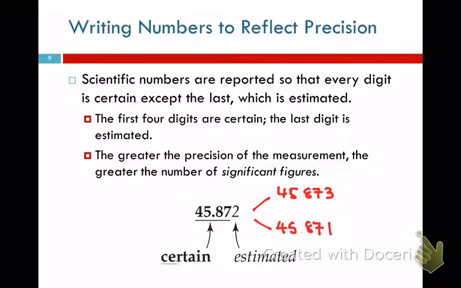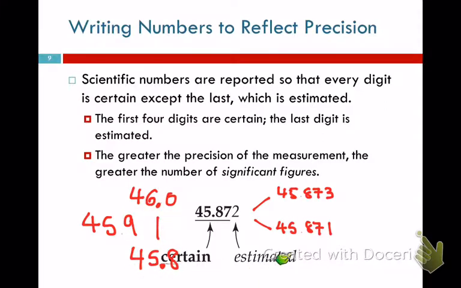What if the number had been 45.9, right? And it was recorded as this instead. Well, then the range in numbers would be 46.0 to 45.8. And you'll notice this is not as precise because it ranges in the tenths, but this one's much more precise because it ranges in the thousandths.